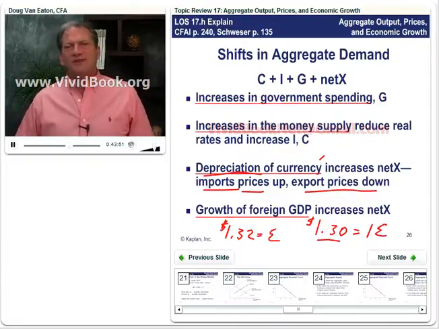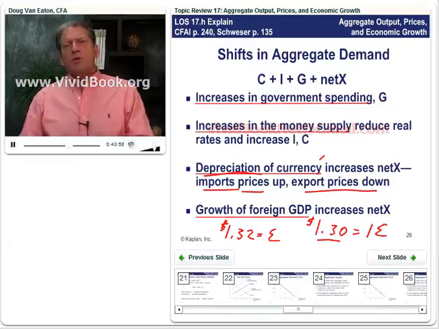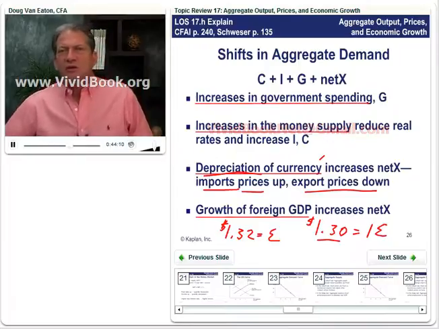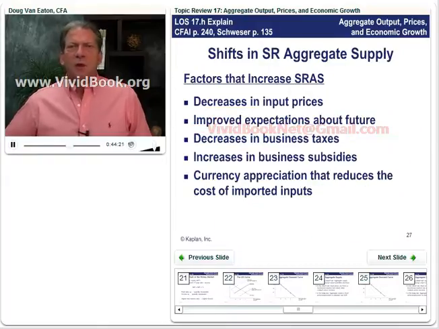Well, which way is it going to change it? Well, we'll import less stuff because prices are up. We'll export more stuff because prices are down. And that's going to make our balance of trade look better. Exports increasing, imports decreasing. Remember, this is simply X minus M. So those are all the things that can shift the aggregate demand curve.